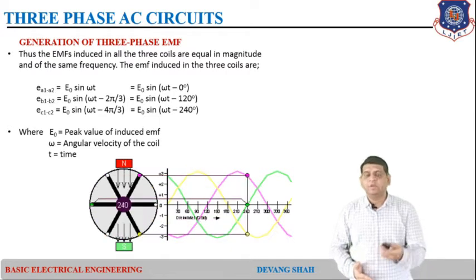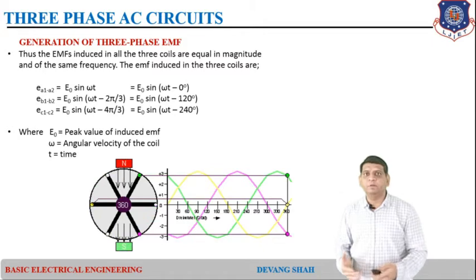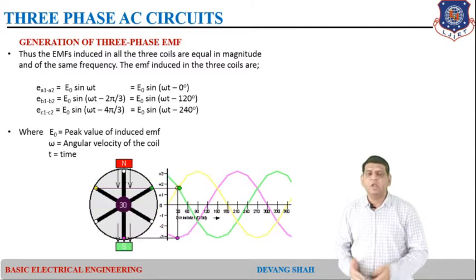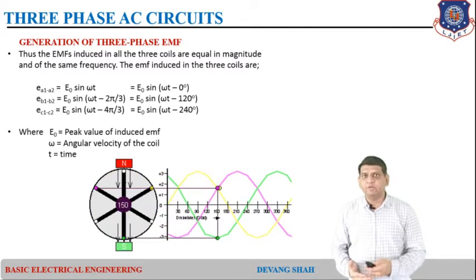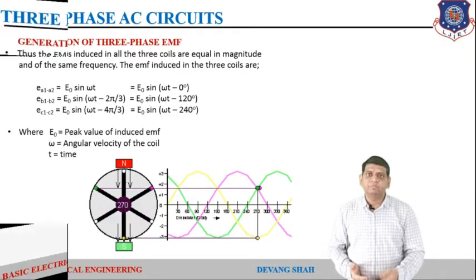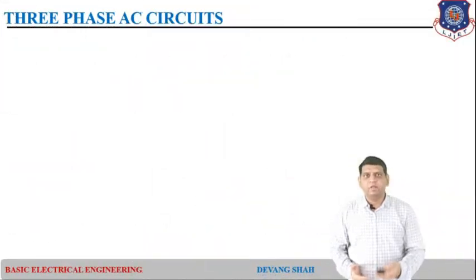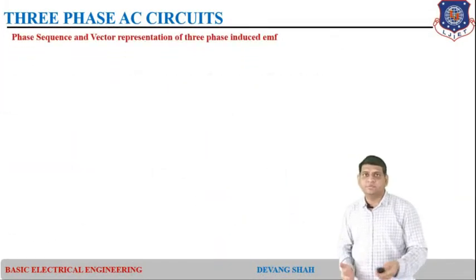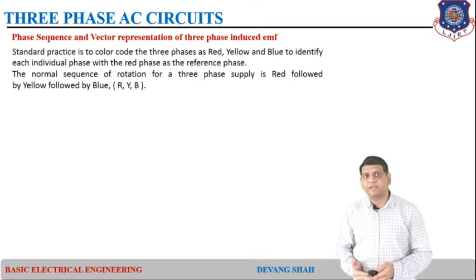So by that way you can see here E0 is nothing but the peak value of induced EMF, omega is nothing but the angular velocity of the coil, and time t is defined as this small time t, where you can see the phase sequence and vector representation of this three phase induced EMF, right?